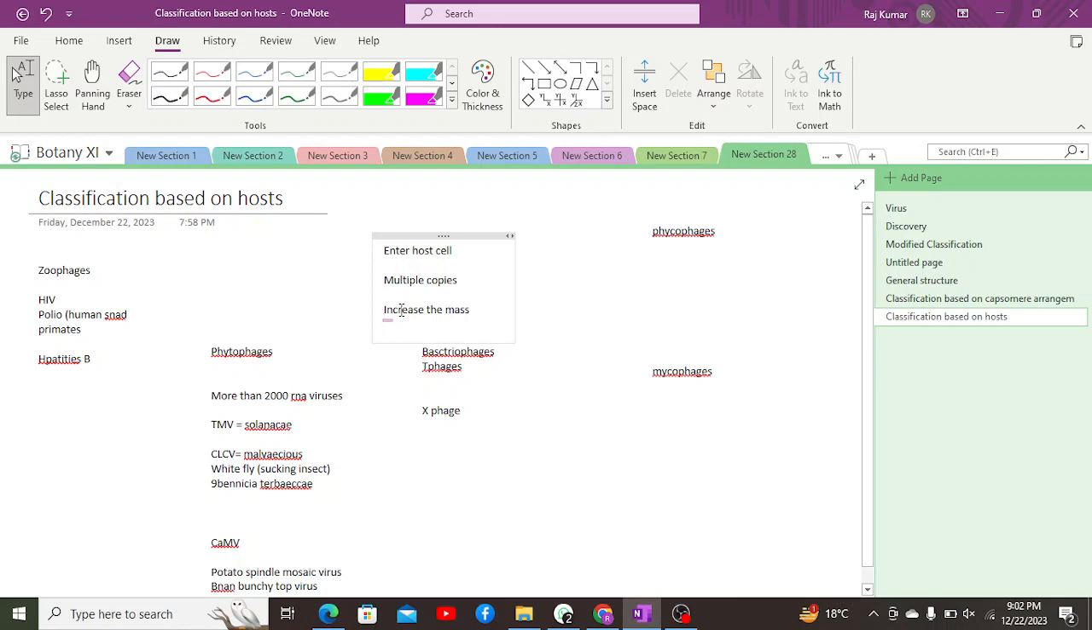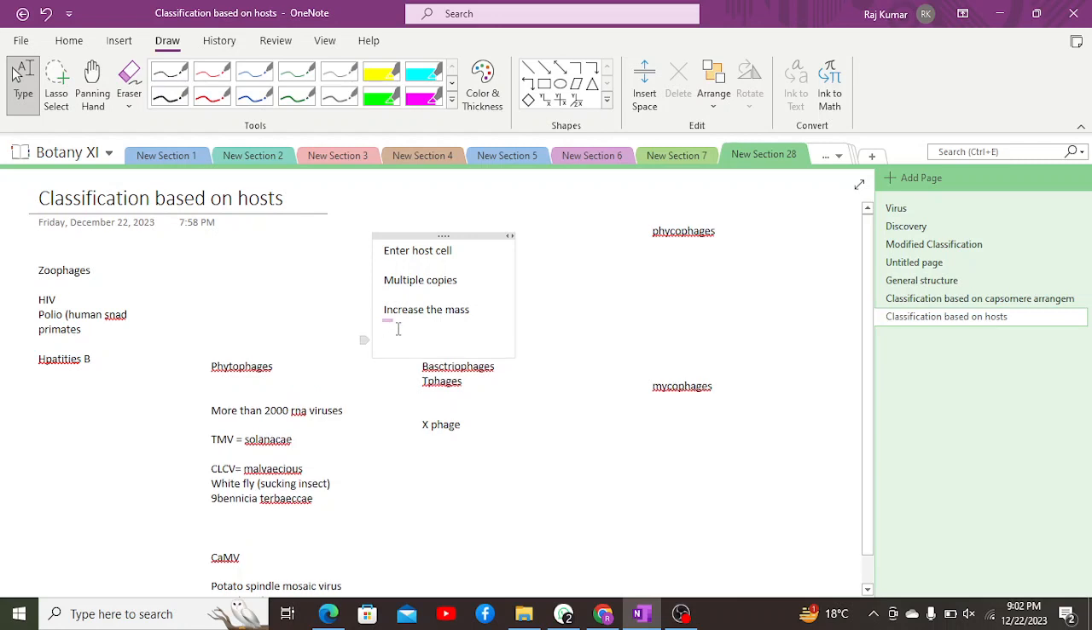One more thing: a non-living characteristic of viruses is that they have high specific gravity, but living organisms have low specific gravity. So as they increase the mass and the specific gravity, it causes the cell either to burst, or in some cases the viruses produced are released outside through exocytosis.